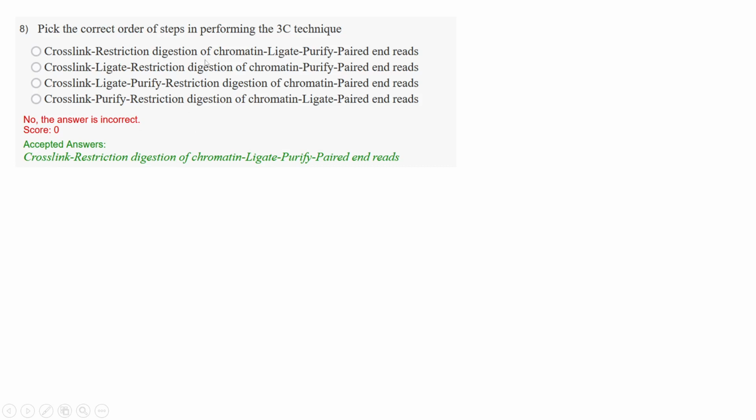Then you digest the chromatin with restriction digestion, so the chromatin region will be digested and only the histone region will be there. You ligate the two histones, purify the DNA encoded by that histone, and then do paired-end reads. In the 3C technique, we discussed how two DNA regions far apart from each other are simultaneously regulated, how one genomic region can act as an enhancer for another gene if they are far apart.